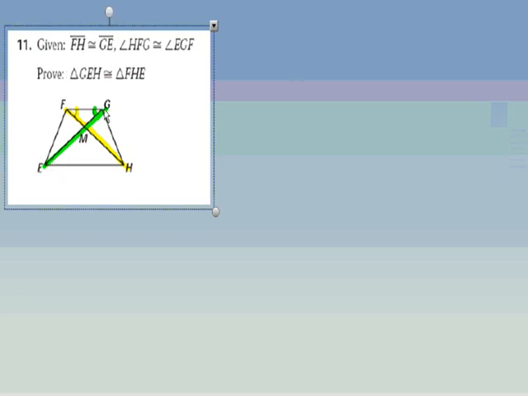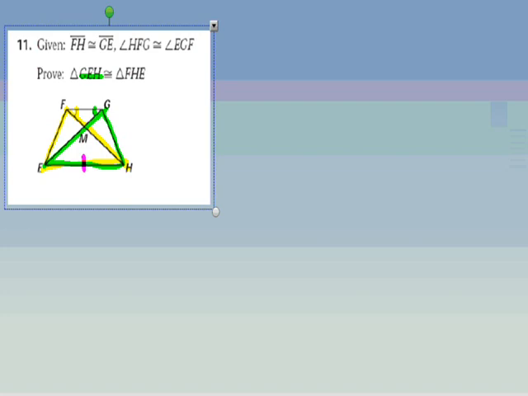All right, so there's my problem right there. I need to prove that GEH, which is this triangle right here, my green one, is congruent to FHE, which is my yellow one. Now, they overlap this side right here, which is cool. However, and then these two sides were congruent. That only gives me two sides, and that's not enough information to prove those triangles congruent.